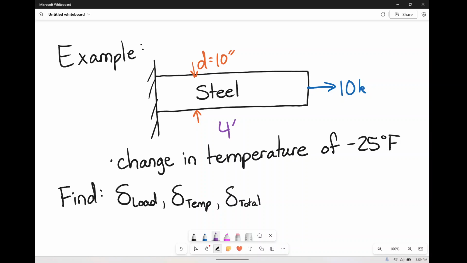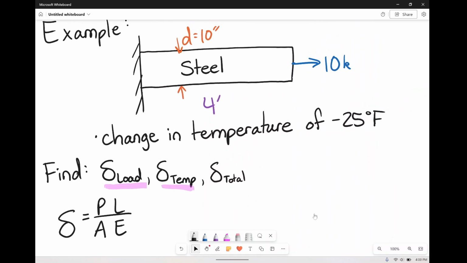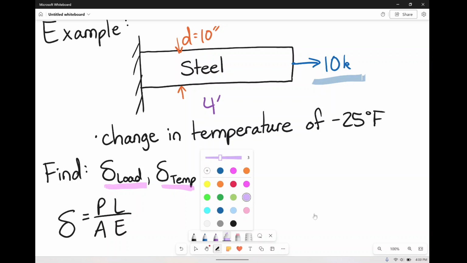We want to find the total axial deformation, and to do that, we need to find the axial deformation due to the load and the temperature and add them together. Because they're all axial deformations, we can do this. So again, our load one would be P times L over A times E. There's a few pieces of information that we do need. We have P. P is in blue, right? There is P. We have L. L is in purple here.